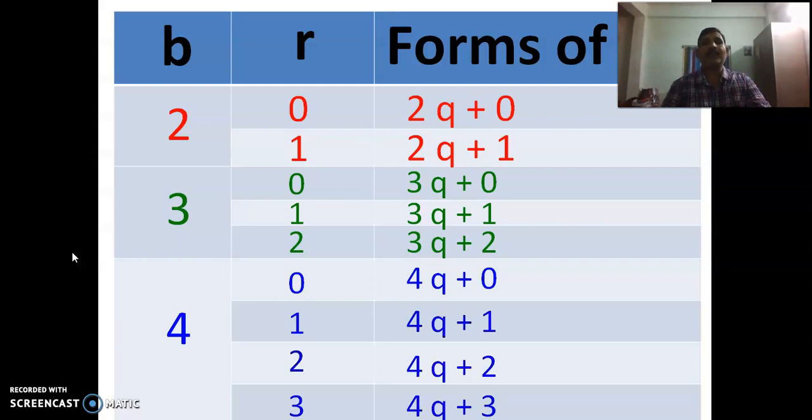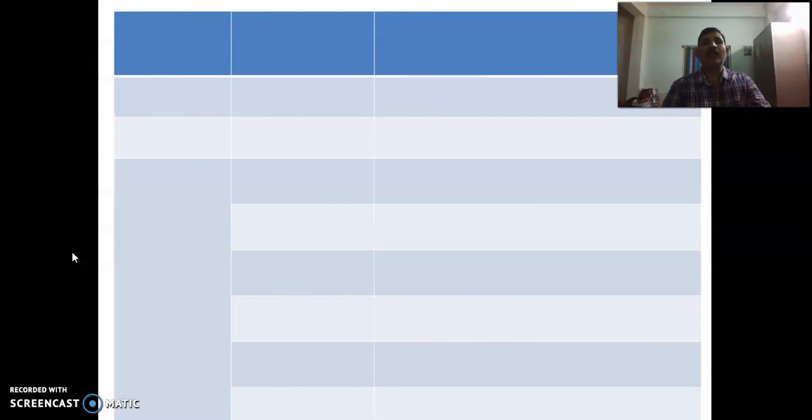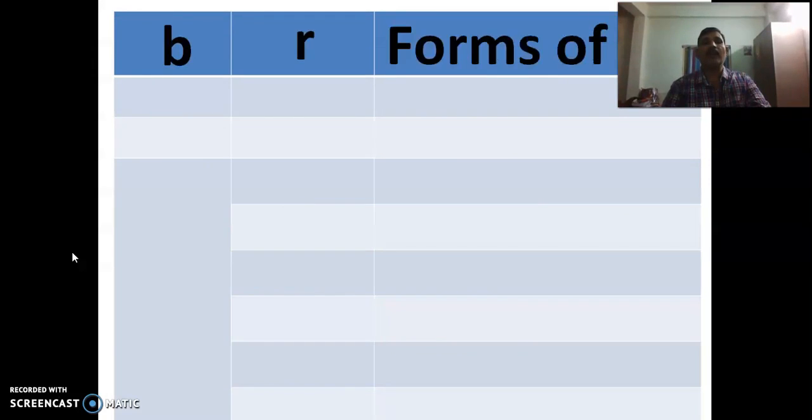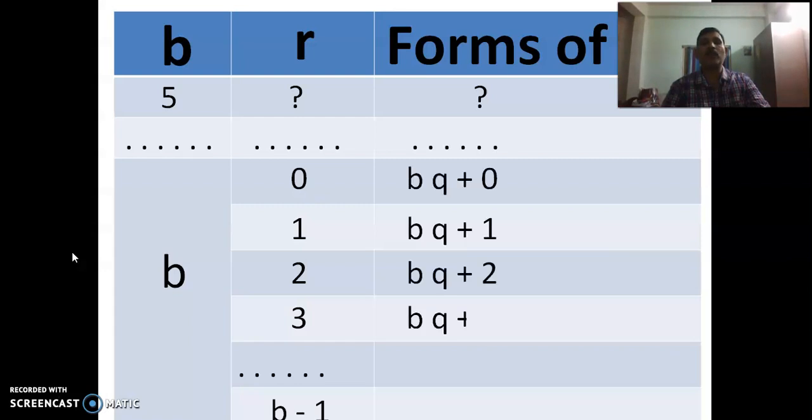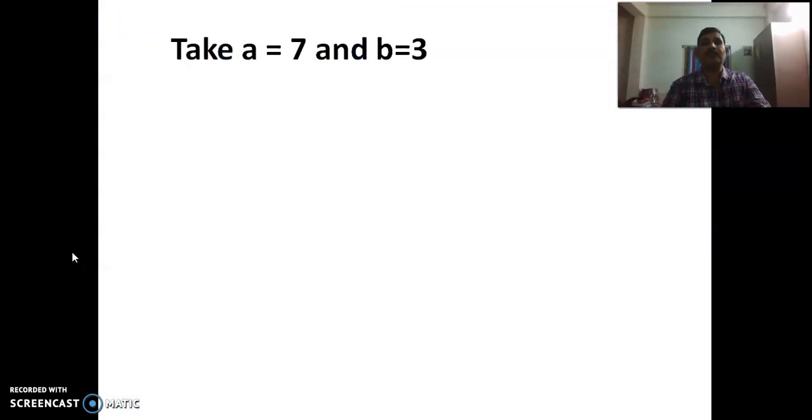In the same manner, you can imagine how it would be for 5. Now suppose it is b, we have 0, 1, 2, etc., b minus 1 as the possible remainders. So the forms will be bq plus 0, bq plus 1, etc. Finally we get bq plus b minus 1, right?